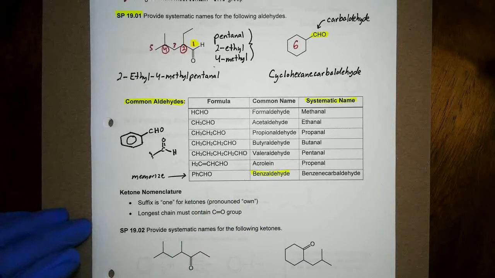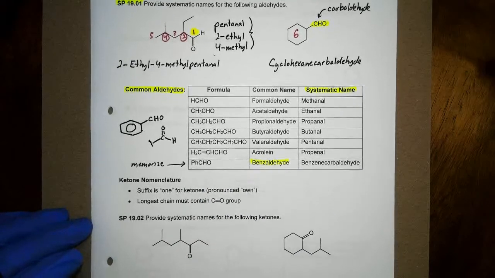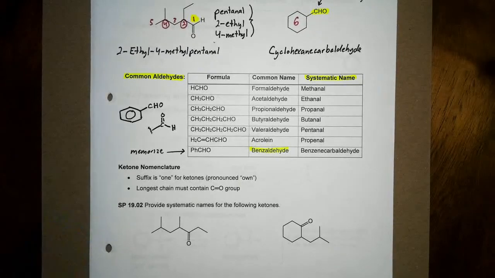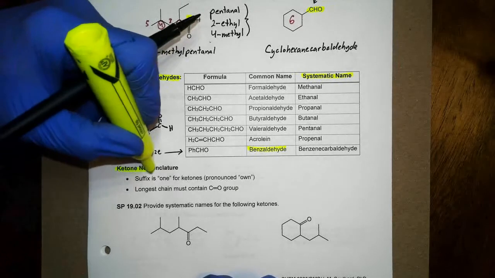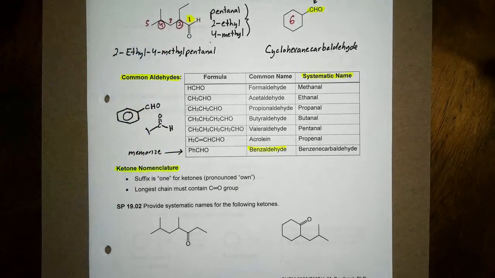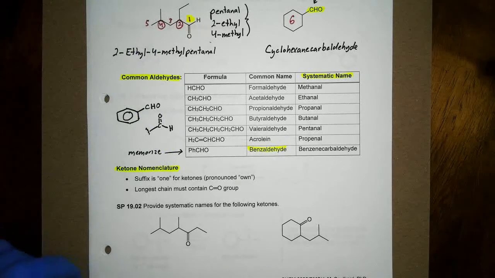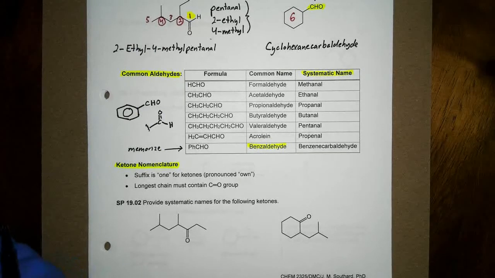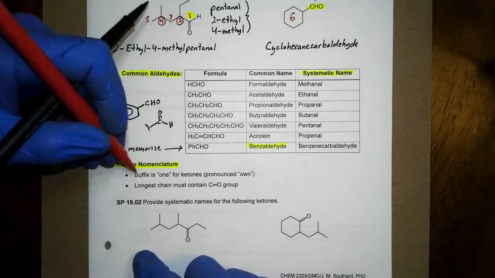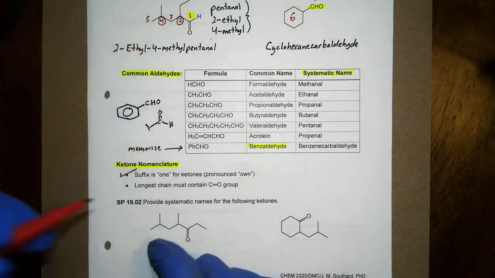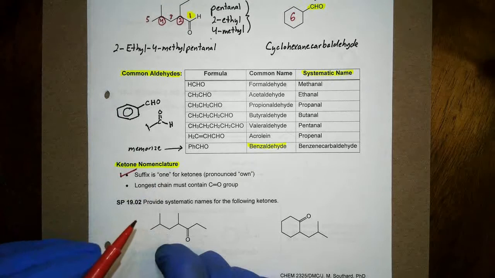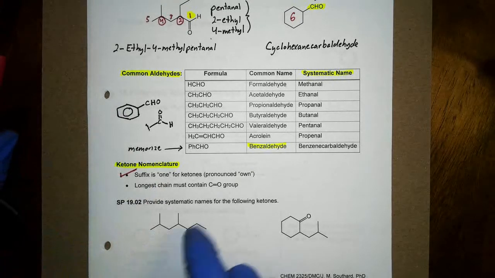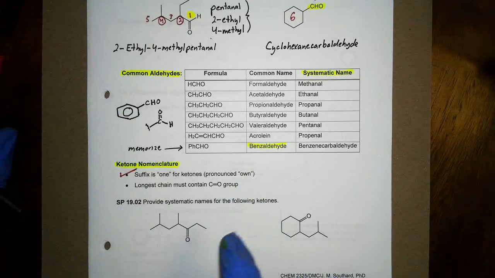Okay, that pretty much does it for aldehydes. Let's move down to ketones and go through some ketone nomenclature. Now, ketone nomenclature is a little bit different because you know that here we're going to have carbons flanking the carbonyl. But the biggest difference is that the suffix is going to have ONE in it. It's not pronounced one, instead it's pronounced own, for ketone.